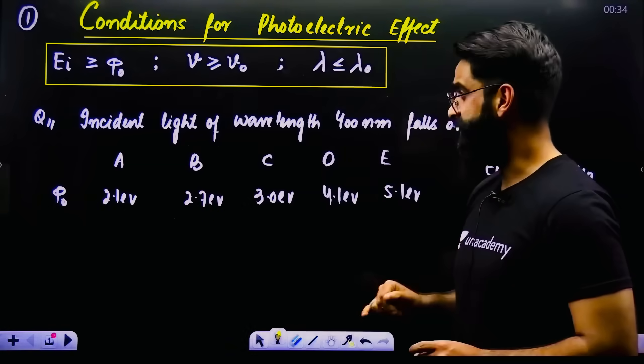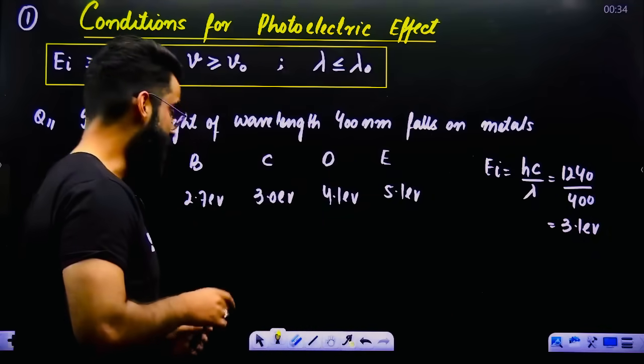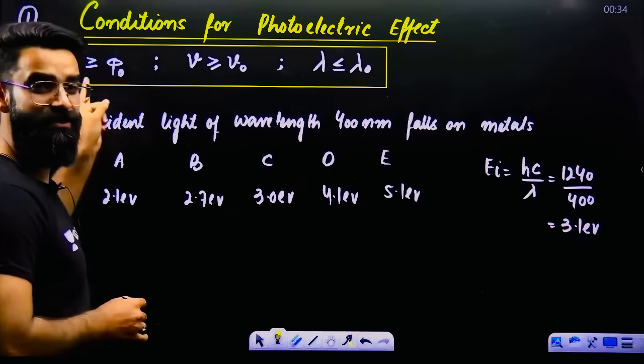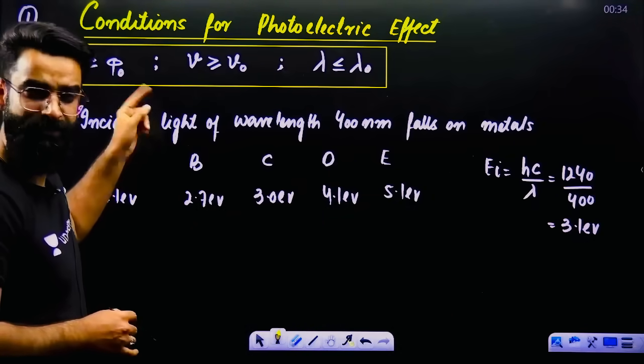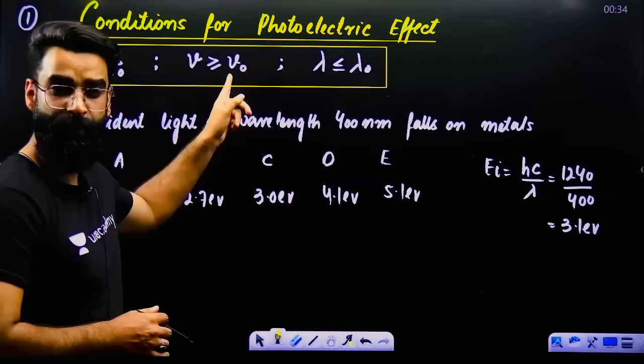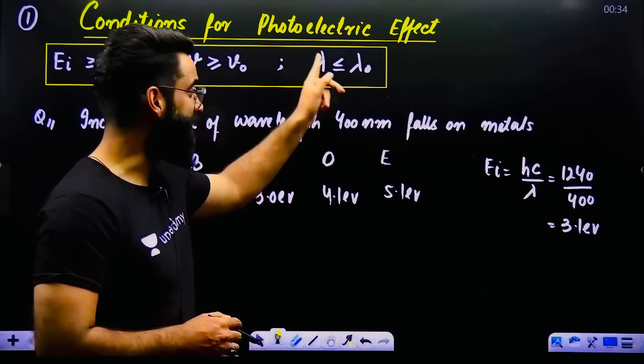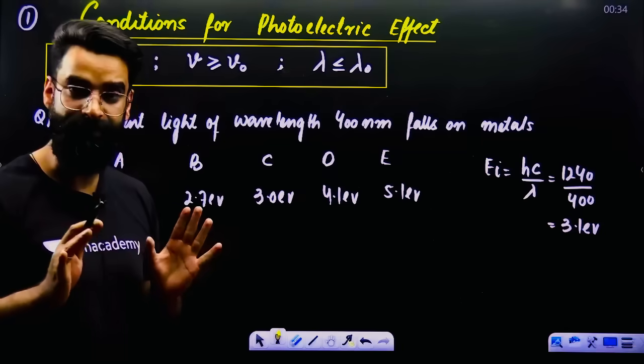First concept which I'll be discussing: what is the condition for the photoelectric effect to happen? My dear students, remember, energy of incident radiation should be greater or equal to work function, or you can say frequency of the incident radiation should be greater or equal to threshold frequency, or you can say wavelength of the incident light should be less or equal to threshold wavelength, right?